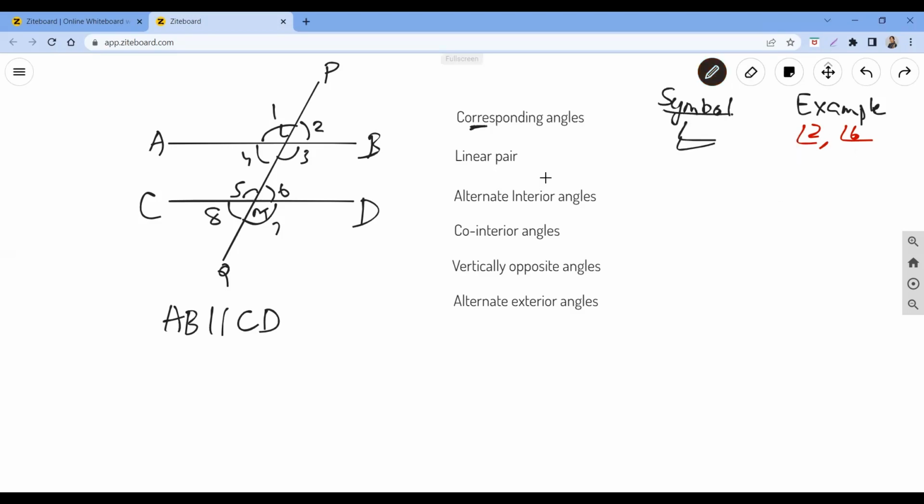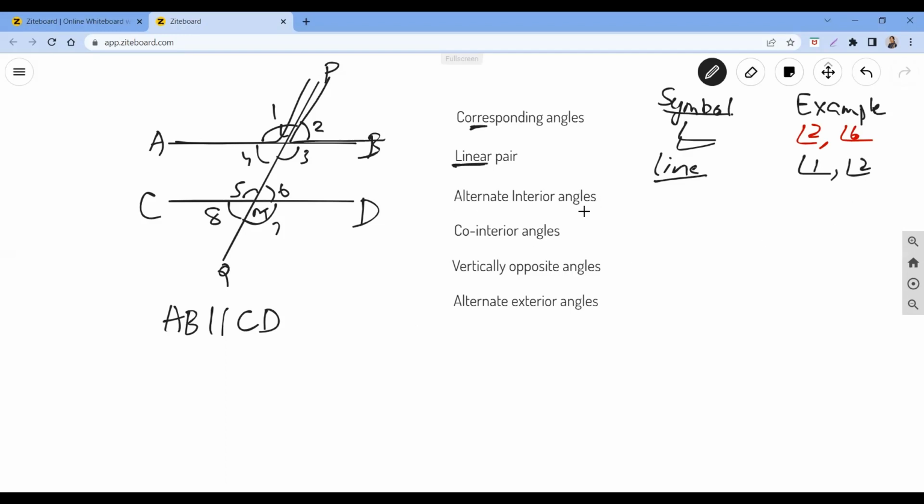Then let's go to what is a linear pair. Linear pair means there's a line, so two angles that make a line. See, this angle and this angle together form this line. So there's a line which gets formed because of those two angles. That's why it's a linear pair. So line, you have to remember that. So here we can say angle 1 and angle 2 is a linear pair.